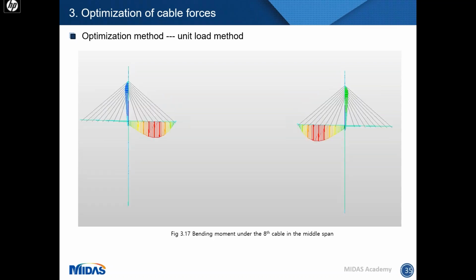If we look at the bending moment, we can see the middle span has a larger positive bending moment, and the maximum bending moment is about 4 cable spaces away from the girder end. The pylons are also in bending, and the end span doesn't have much bending.